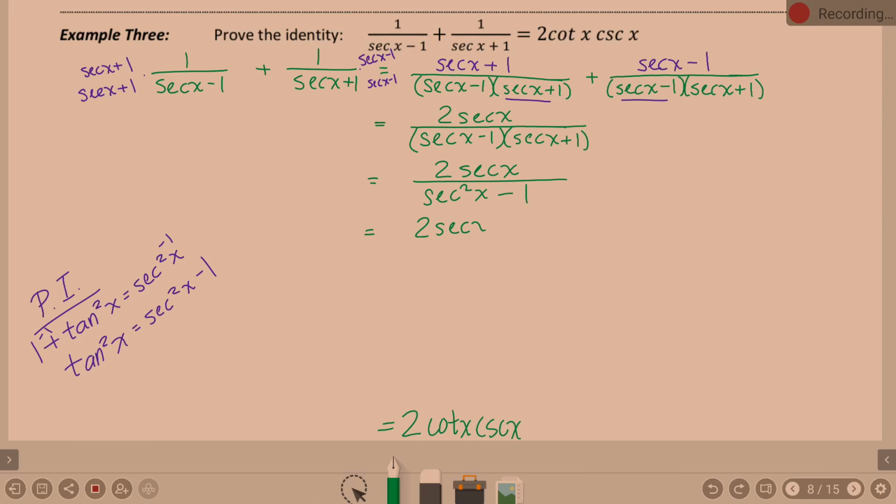So I have 2 secant x over tangent squared x. And here's my thing, guys. In the end, I'm getting down to all stuff being multiplied together, right? So I know I'm not going to want adding and subtracting in my problem. I know I'm going to need to somehow make that adding and subtracting disappear.